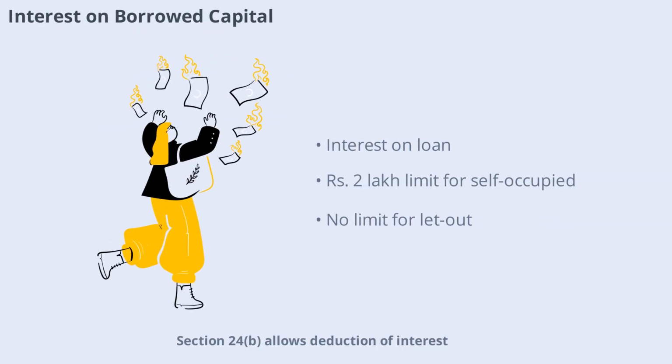Section 24B allows deduction of interest paid on borrowed capital used for acquiring, constructing, repairing, renewing, or reconstructing the property. For self-occupied properties, the maximum deduction is Rs. 200,000 per year provided certain conditions are met. For let-out properties, there is no upper limit. This deduction helps property owners manage the cost of financing their property.